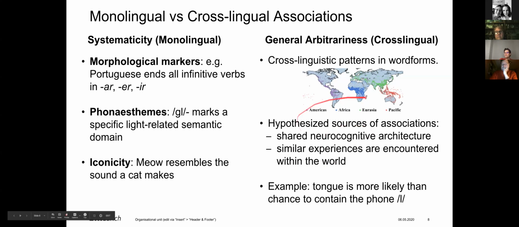The hypothesized sources of these associations are the shared neurocognitive architecture or similar experiences. But at some level, this is speculation. This paper focuses on one language, so systematic patterns within the language. The best example of systematicity of this type is a phonestheme, because you would not expect, for instance, that GL has the same meaning in this sort of clustering in Russian. It's not a fundamental fact of those two sounds. It's an English-specific thing.